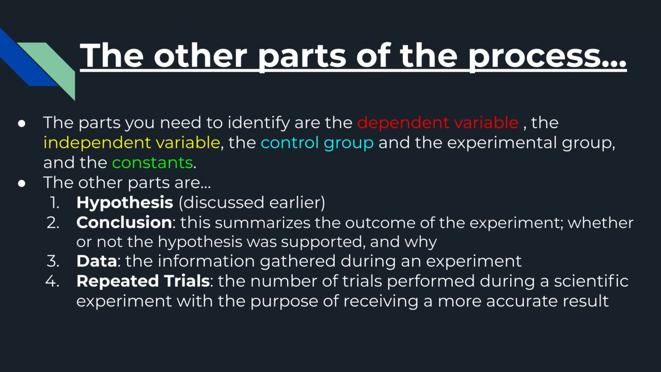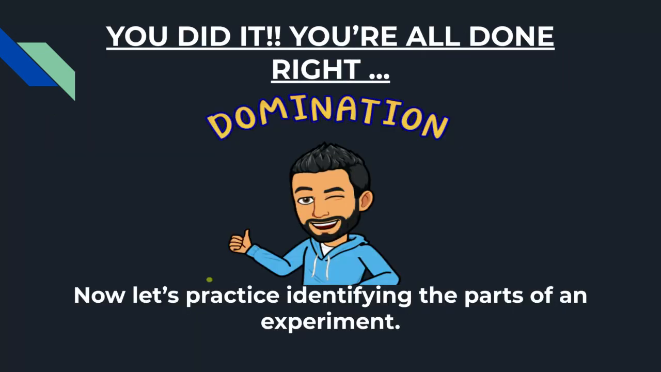Then number 4, repeated trials. That's just the number of trials you do. The idea is the more trials you do, the more accurate your results are and the more valid your hypothesis is or isn't. If you do one trial in the experiment, that's good, and the results are typically not invalid, but they're more valid if you do it twice, even more valid if you do it 3 times, and even more valid if you repeat it 10 times. So the more times you do it, the more valid your results are. That's the idea of repeated trials.